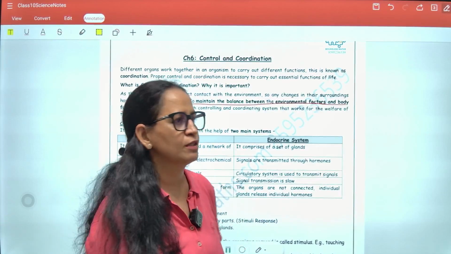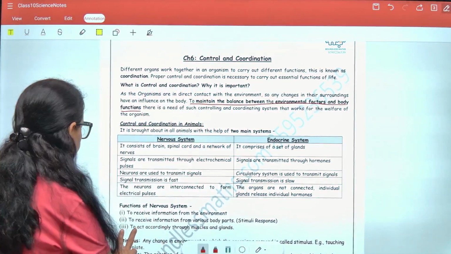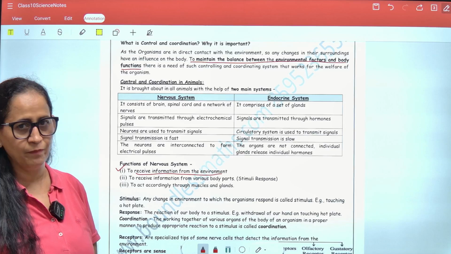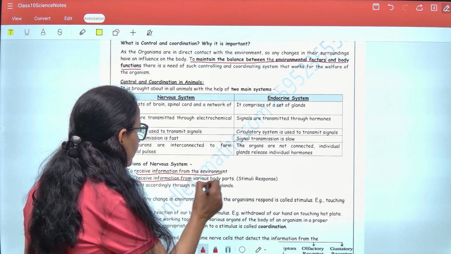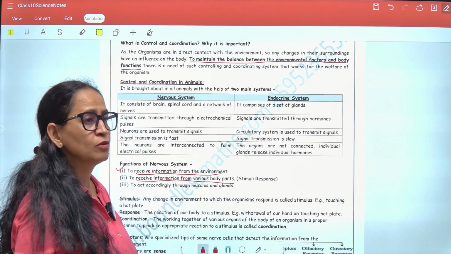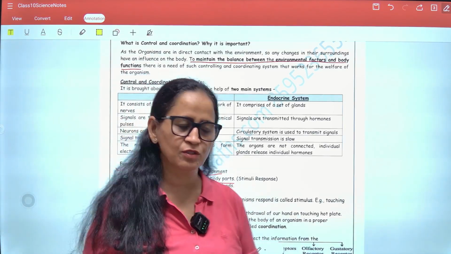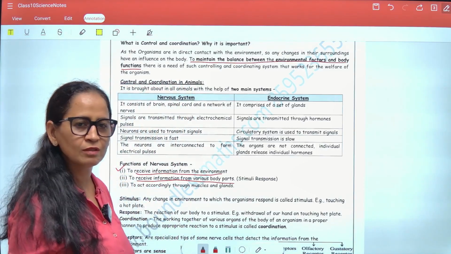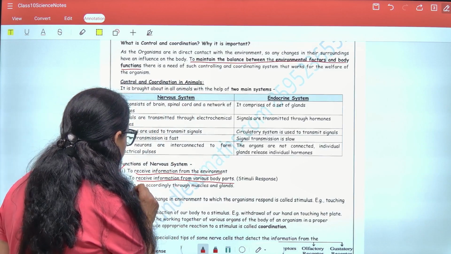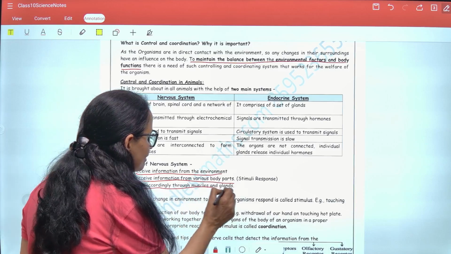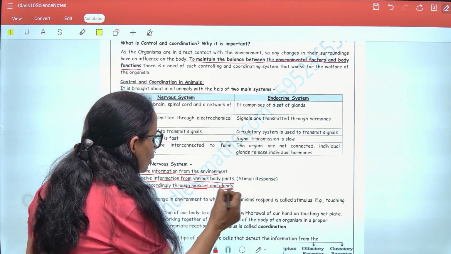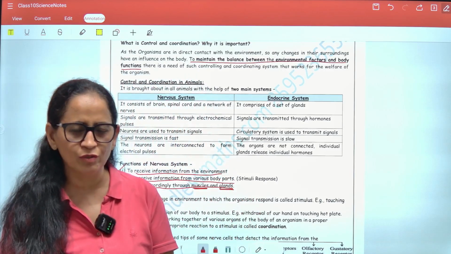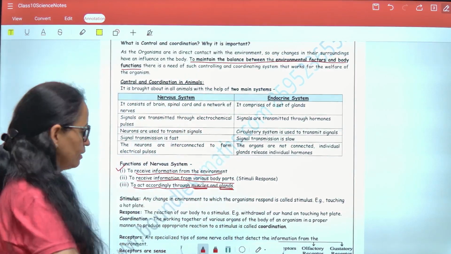So what is the function of the nervous system and how does it work? The first function of the nervous system is that it receives information from the environment. Next, it receives information from various body parts through sensory nerves or our sense organs. It receives all kinds of information through the neurons, and then it makes the body act accordingly through muscles and glands. These are the two ways in which the nervous system makes the body respond to changes in the environment: through muscles and glands, right?